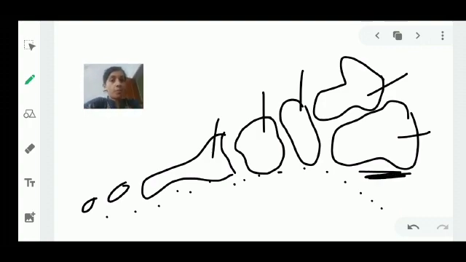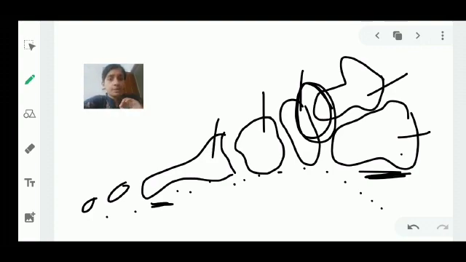Posterior pillar is formed by the calcaneum. Anterior pillar is formed by the heads of the medial three metatarsals. Heads of the medial three metatarsals form the anterior pillar of the medial longitudinal arch. And the summit is formed by the head of the talus. This is the head of the talus forming the summit of the medial longitudinal arch.